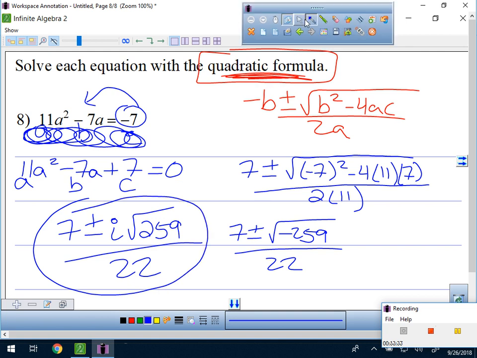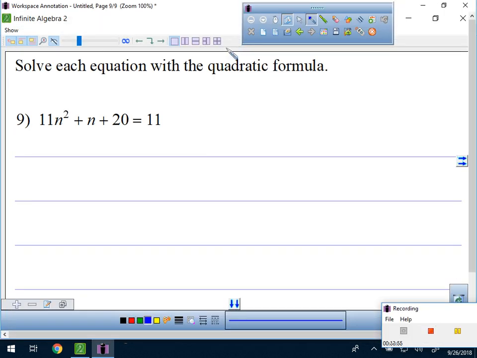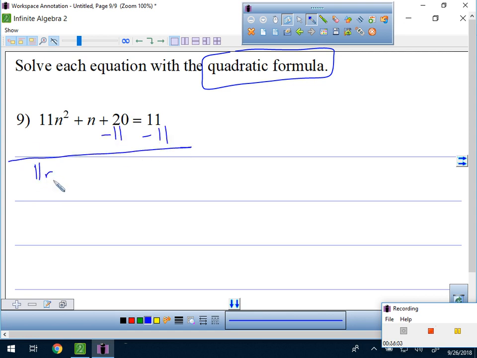For number 9, let's see what I've got. Number 9 is the same setup. It says solve it with the quadratic formula. Again, the biggest problem, though, is you see it's 11n squared plus n plus 20 equals 11. Whenever you solve with the quadratic formula, you can't let it equal a number. So the first thing I'm going to do is subtract 11 from both sides. That gives me 11n squared plus n plus 9 is equal to 0. Once you've done that, then you can do the quadratic formula.